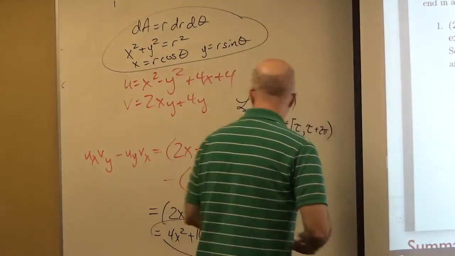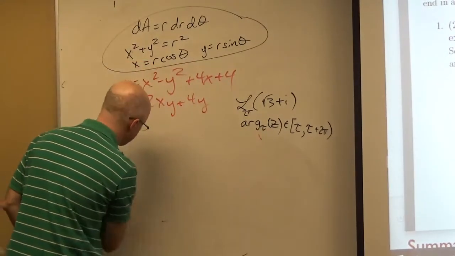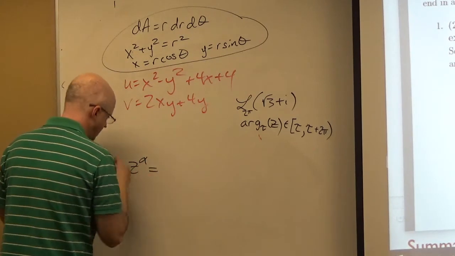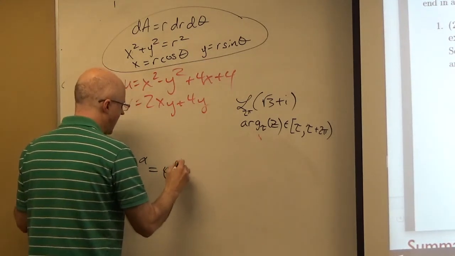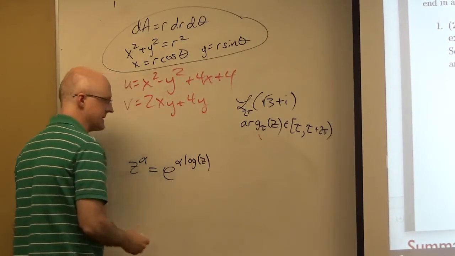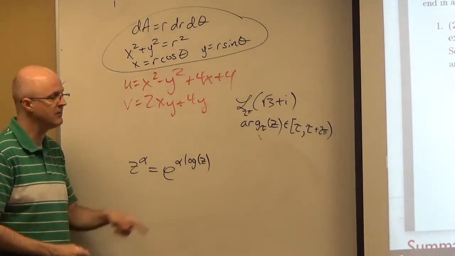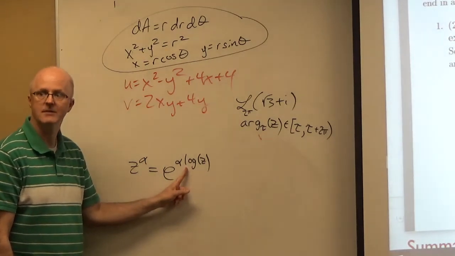Principal value of (1 plus i) to the i. Remember, complex exponentials in general are defined as z to the alpha, by definition, is e to the alpha times log z. So this is a multi-valued function in general. But I'm after the principal value, because that's what I said. Therefore, you use the capital Log.